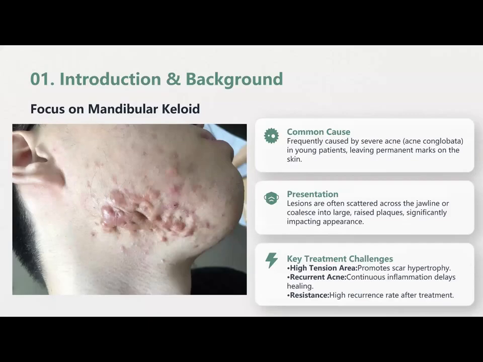Our study focused on mandibular keloids. These often arise from severe acne in adolescent patients. The mandible is a high-tension anatomic site. Recurrent scarring drives chronic inflammation, rendering these scars recalcitrant to standard treatment.